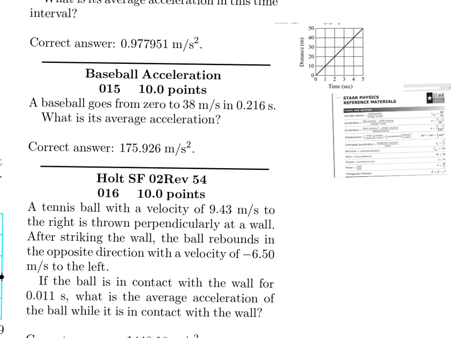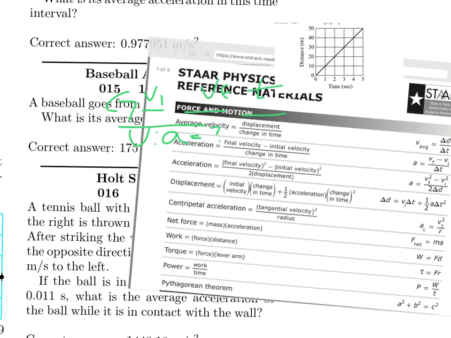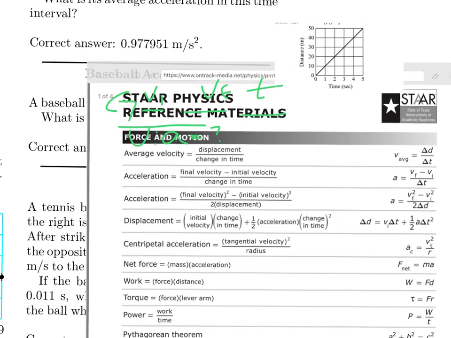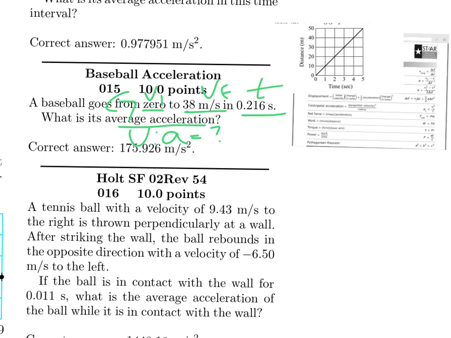All right. 30 meters per second, so that's V initial, right? V final in 0.216 seconds, that's time. What is its average acceleration? So acceleration equals. So these are my givens I'm going to put right here. This is my unknown. Okay, and now let's look. What equation do I have in my equation sheet to do that? So acceleration is final velocity minus initial velocity over the change in time, or this equation here. So always write your equation first before you do anything.